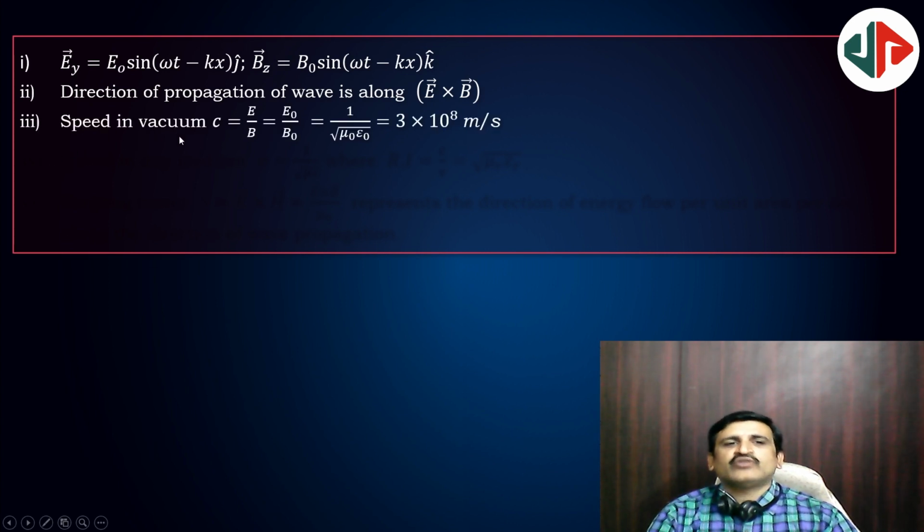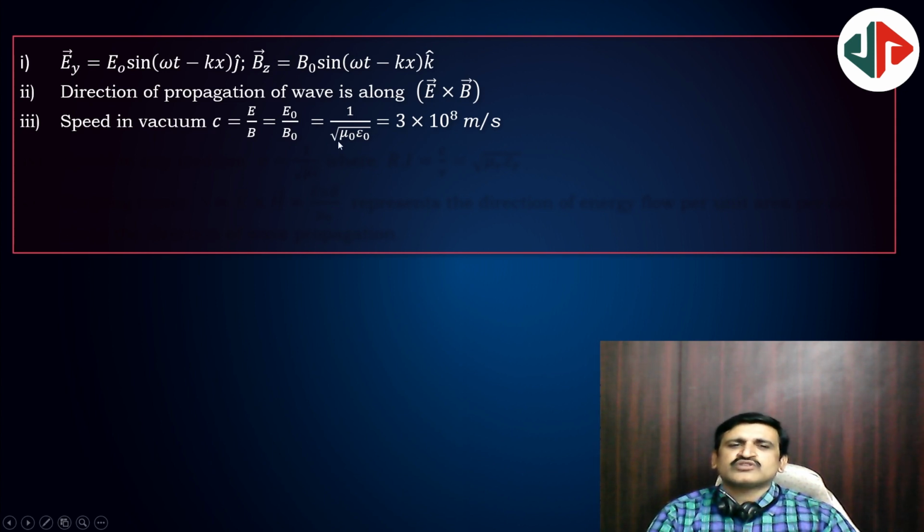Speed in vacuum for an electromagnetic wave is E by B, that is E naught by B naught. This is speed in vacuum. E naught and B naught are peak values, while E and B are instantaneous values, and C is equal to 1 by square root of mu naught epsilon naught. Mu naught is the permeability of free space, epsilon naught is the permittivity of free space.